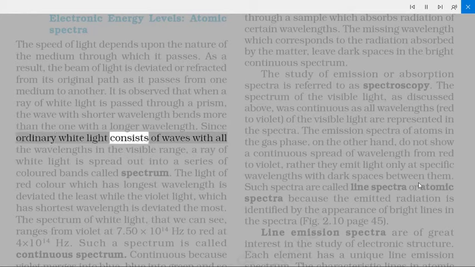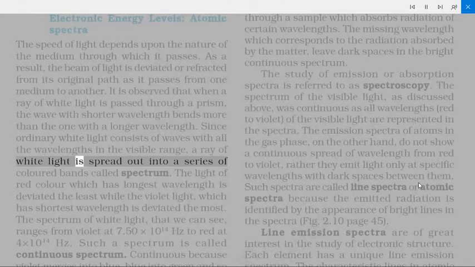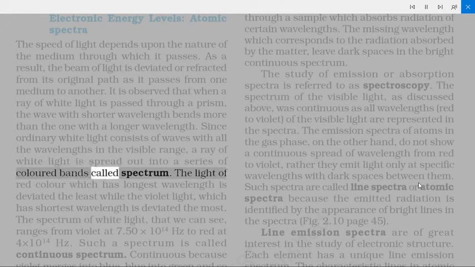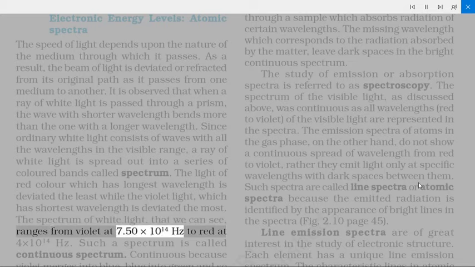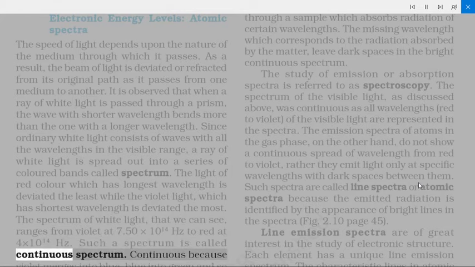Since ordinary white light consists of waves with all the wavelengths in the visible range, a ray of white light is spread out into a series of colored bands called spectrum. The light of red color, which has longest wavelength, is deviated the least, while the violet light, which has shortest wavelength, is deviated the most. The spectrum of white light that we can see ranges from violet at 7.50 × 10¹⁴ Hz to red at 4 × 10¹⁴ Hz. Such a spectrum is called continuous spectrum. Continuous because violet merges into blue, blue into green, and so on.